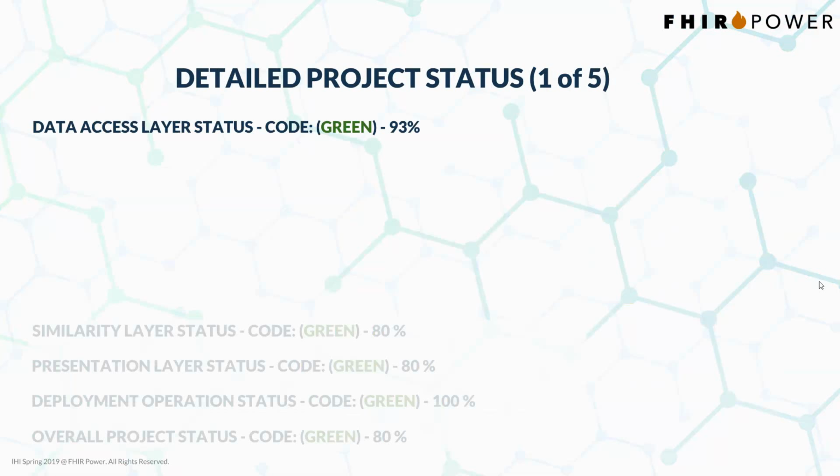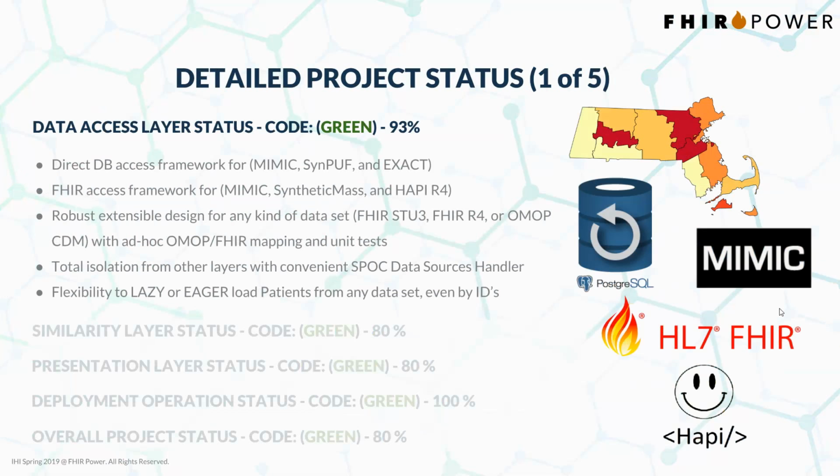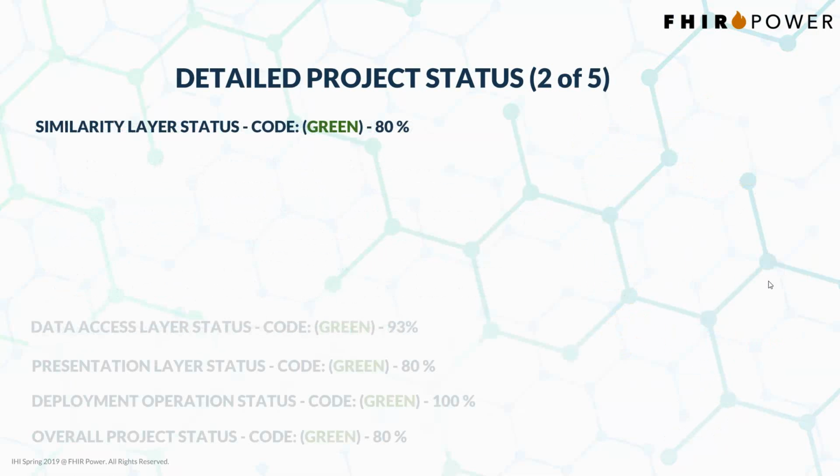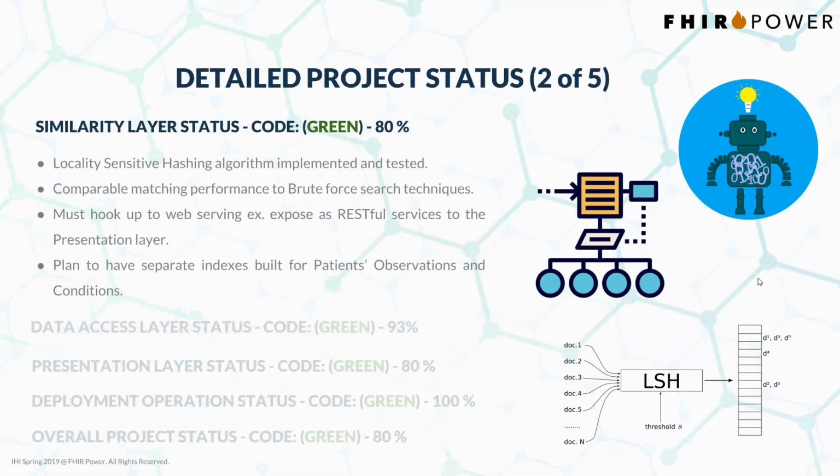We have broken down the categories of this project into 5 elements: data access layer, similarity layer, presentation, deployment, and overall status. When it comes to data access layer, we are in a pretty good shape with 93% completion. We will be able to have direct access to the database, to the FHIR server, and we have one unified, extensible design that is dataset agnostic. It is totally isolated from the other layers, and we have the ability to lazy or eager load patients with their IDs.